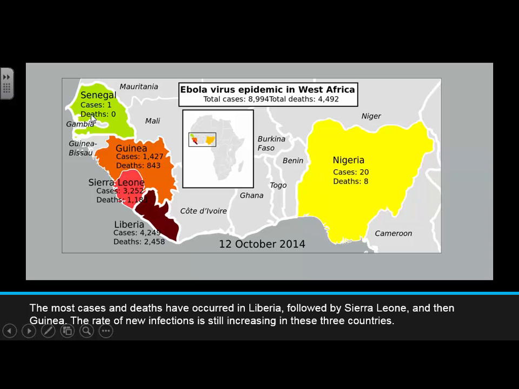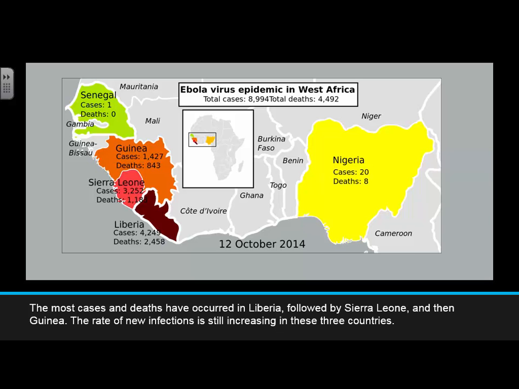Senegal had a case but no deaths. Nigeria had 20 cases and only 8 deaths. And Nigeria and Senegal now have been declared Ebola-free as of a couple of days ago. Guinea is having at least 50% of a death rate of those infected. Sierra Leone is not quite 50%. And then Liberia, which is having the largest number of cases and also a very high mortality rate, has at least a 50% mortality rate from Ebola. So we are in areas where they're having a hard time containing them. And this is really, really bad.